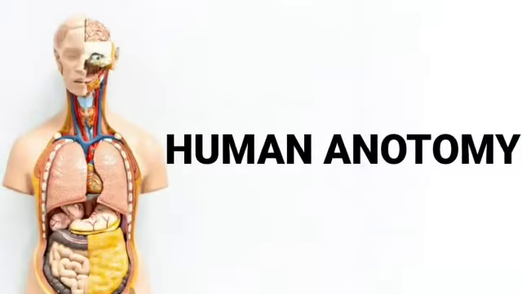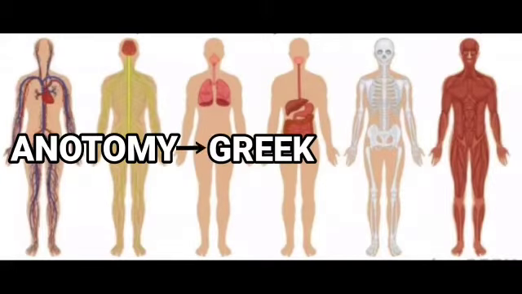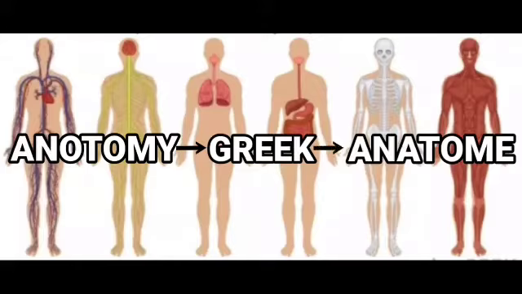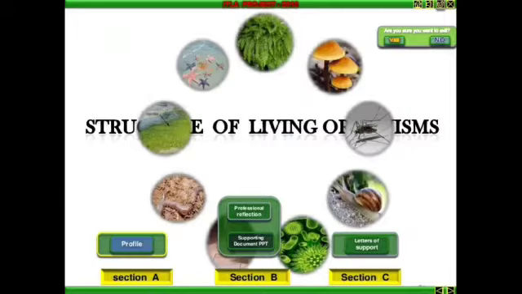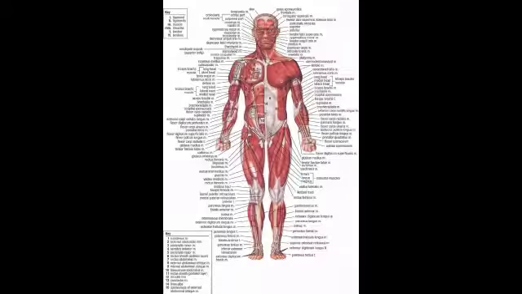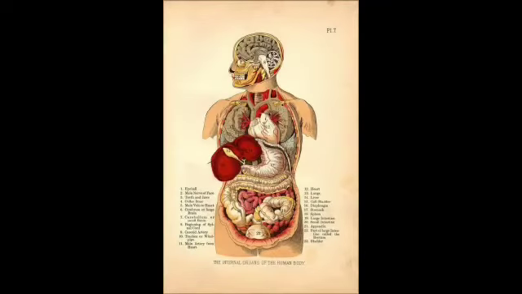Today we are going to see about human anatomy. What is anatomy? The word anatomy is derived from the Greek word anatome. Anatome means dissection. Anatomy is the branch of biology concerned with the study of the structure of organisms and their body parts. Humans have many parts. When we dissect all the parts and study about them, it is known as anatomy.